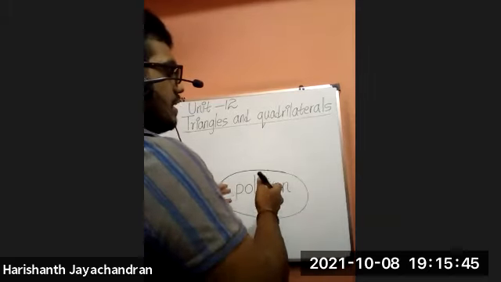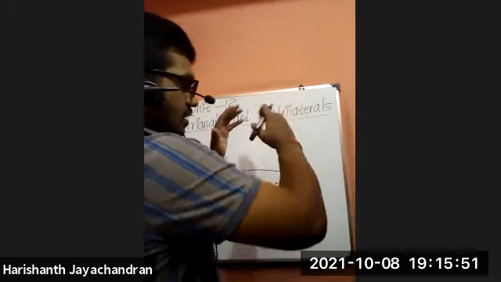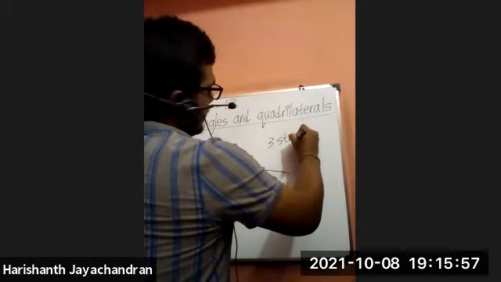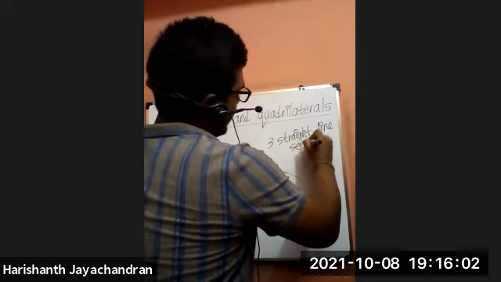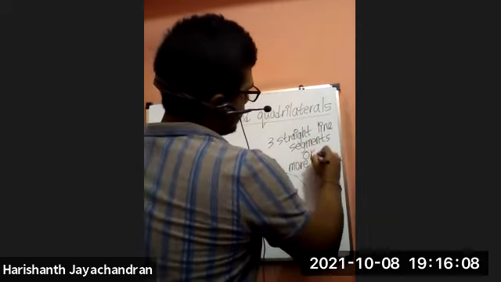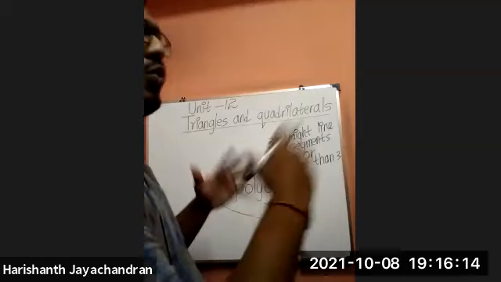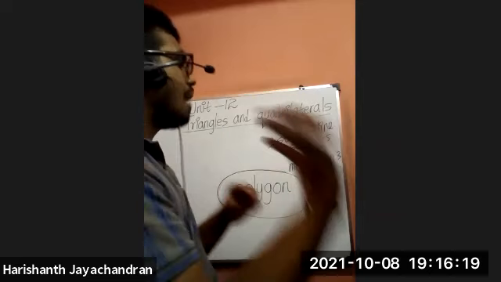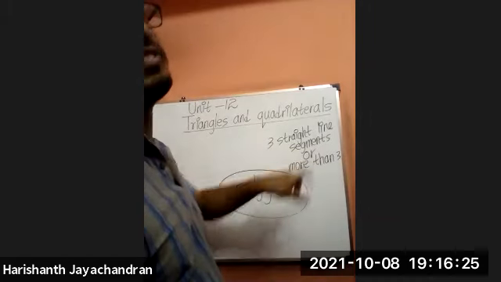It means a closed 2D plane figure which is bounded by 3 straight line segments, or more than 3. Or what? More than 3, guys. So a polygon is a 2D closed plane figure which is bounded with 3 or more than 3 straight line segments, guys.